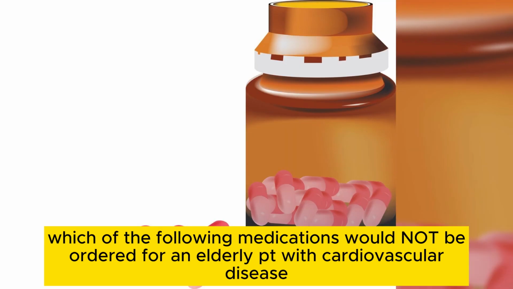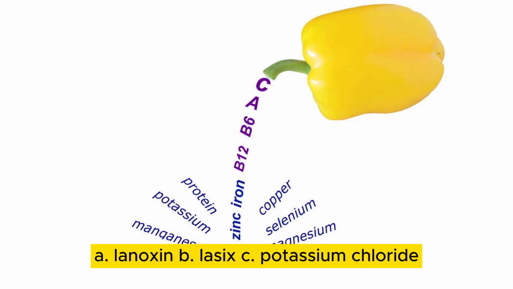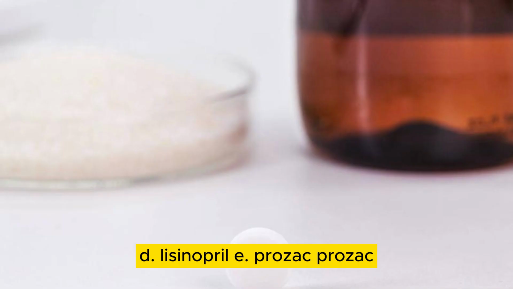Which of the following medications would not be ordered for an elderly PT with cardiovascular disease? A. Lanoxin. B. Lasix. C. Potassium chloride. D. Lisinopril. Prozac.